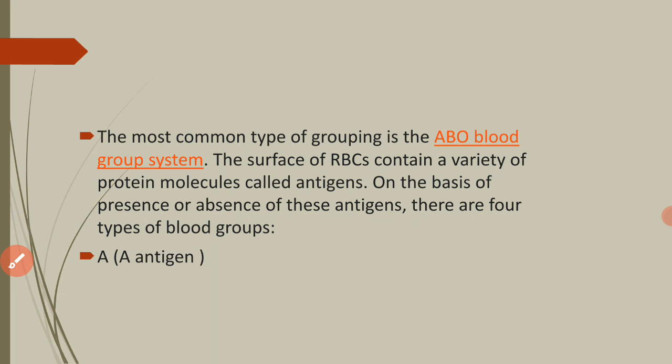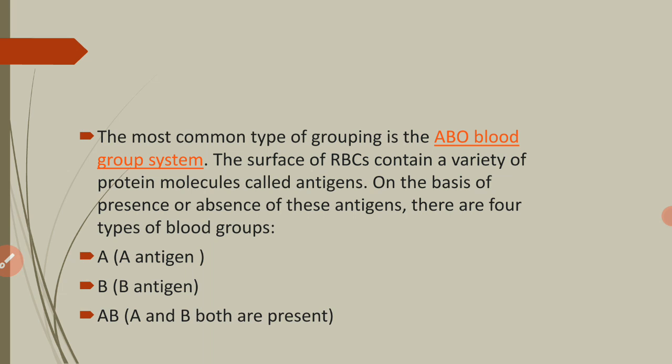Let us see them. If antigen A is present, then the blood group is A. If B, then B. If A and B both are present, then it is blood group AB. If none of them is present, then blood group O.